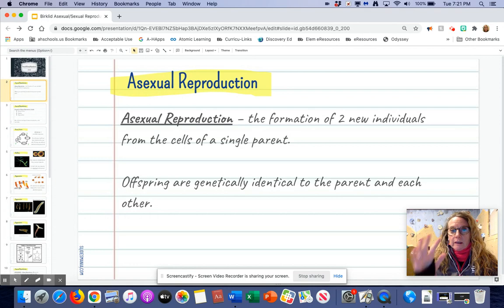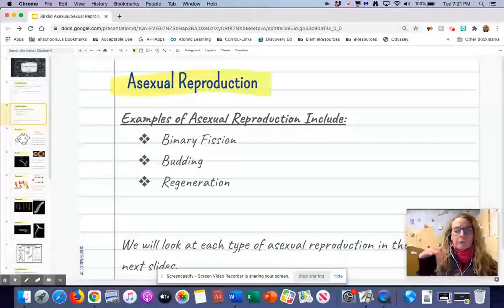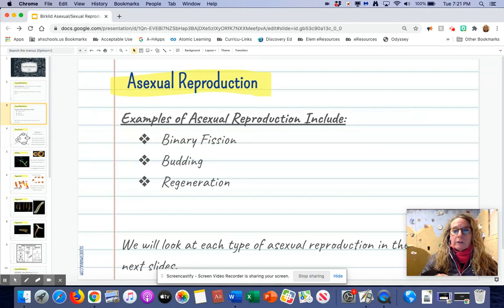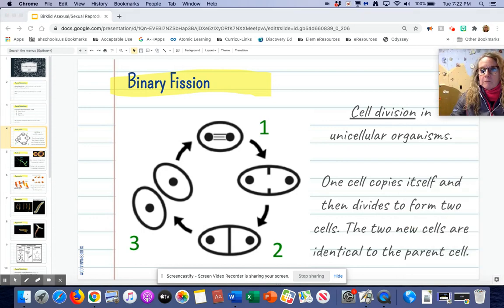So asexual reproduction: one parent divides to form two new offspring that are genetically identical to the parent and to each other. Here, we're going to talk about some different examples of asexual reproduction. We're talking about binary fission, and then we're going to talk about budding, and then regeneration. And the reason all of these are asexual reproduction is they produce offspring that are genetically identical to the parent that they came from.